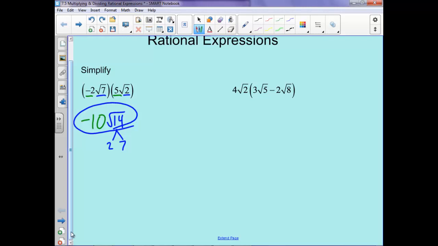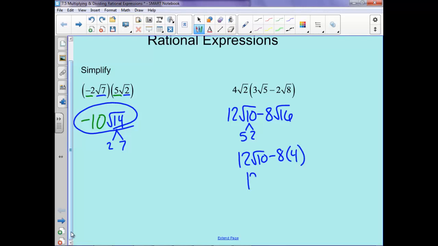So same idea here. So when we distribute, we'll have 12 root 10 minus 8 root 16. And then let's check, this is 5 and 2, so we can't break it down. But root 16 is 4. So this will be 12 root 10 minus 8 times 4, or 12 root 10 minus 32.